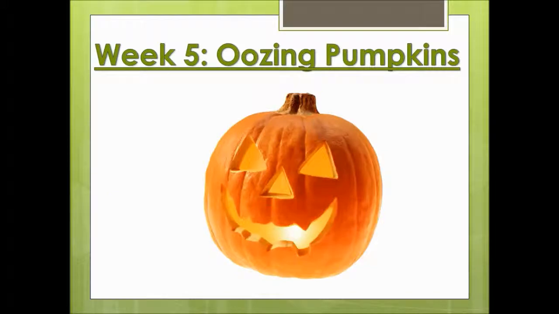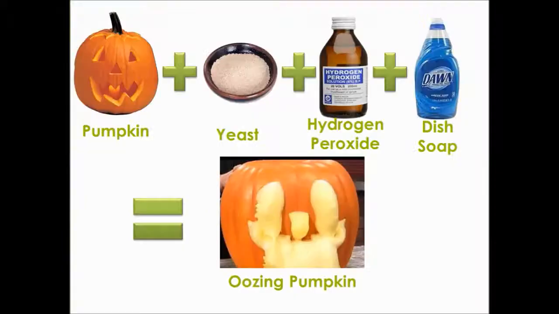In the next week, you were able to observe an oozing pumpkin. This is made by combining a normal pumpkin with yeast, hydrogen peroxide, and dish soap. You used yeast in your last week's experiment, but this one utilizes it in an entirely different way.